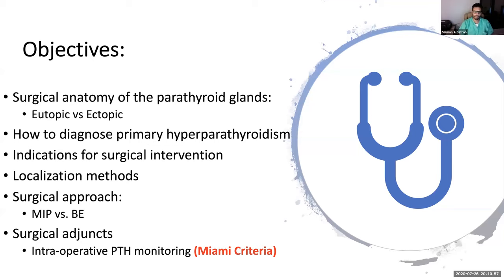So basically the objective, as you can see here, is that we're going to spend some time on the anatomy, and then differentiate what's a eutopic and ectopic parathyroid gland, how to diagnose primary hyperparathyroidism, what are the indications for surgical intervention, and spend some time on localization methods. I think this is one of the most important and controversial topics with regard to primary hyperparathyroidism. Then different approaches for the surgery, either minimally invasive or focused parathyroidectomy versus bilateral neck exploration. And then what are the adjuncts to help you identify the parathyroid gland, the Miami criteria.